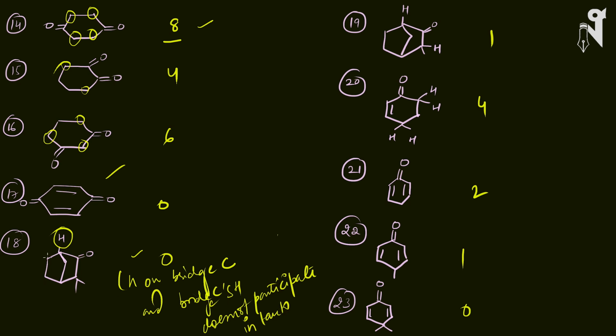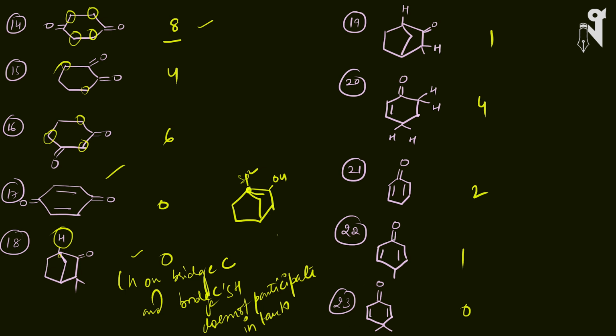When this hydrogen goes, there will be a negative charge on this carbon, and this carbon will become sp2 hybridized after forming a pi bond. So basically this will become like this: there will be a double bond here and then OH. So this bridge carbon will form a pi bond and become sp2 hybridized, which will make this structure further unstable. So a bridgehead carbon can never be an sp2 hybridized carbon. Okay.